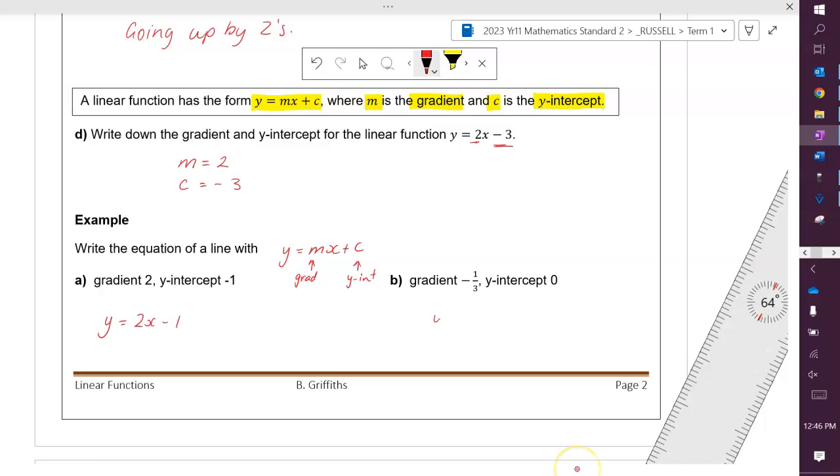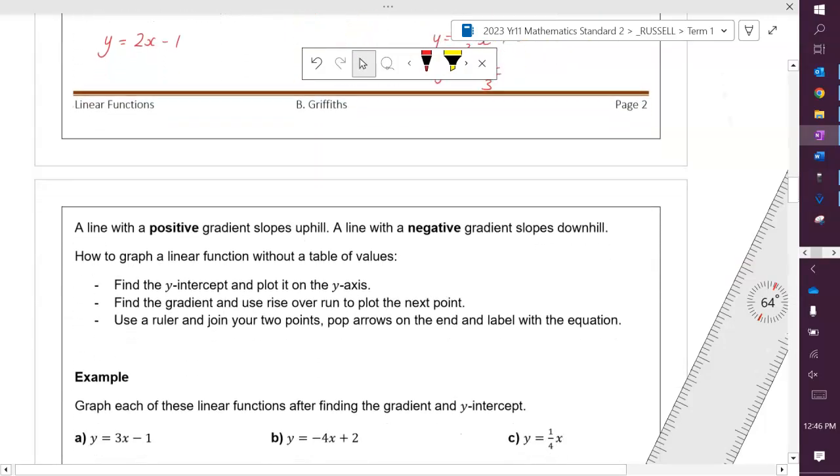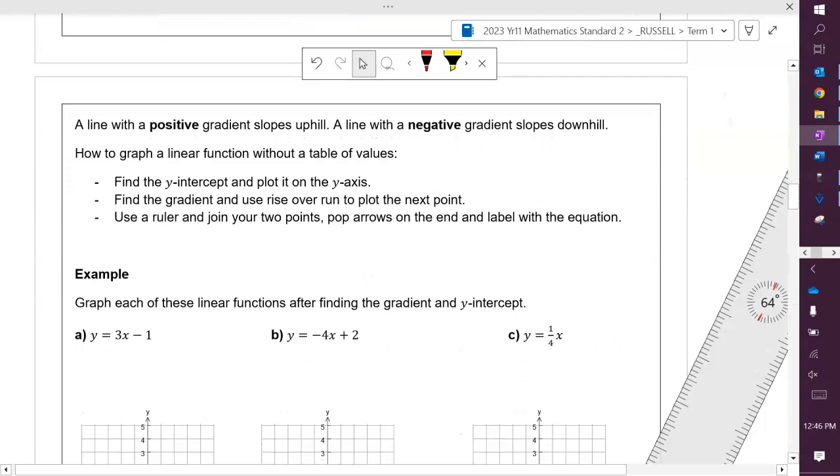In this one here, I have y equals negative 1/3 x, and then you could put plus 0, you don't have to, but if we make this simpler, it would be y equals negative x over 3.